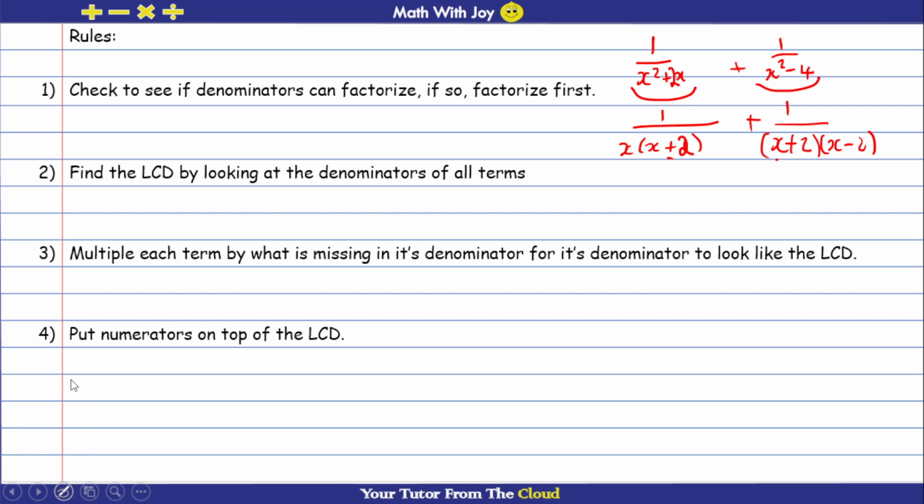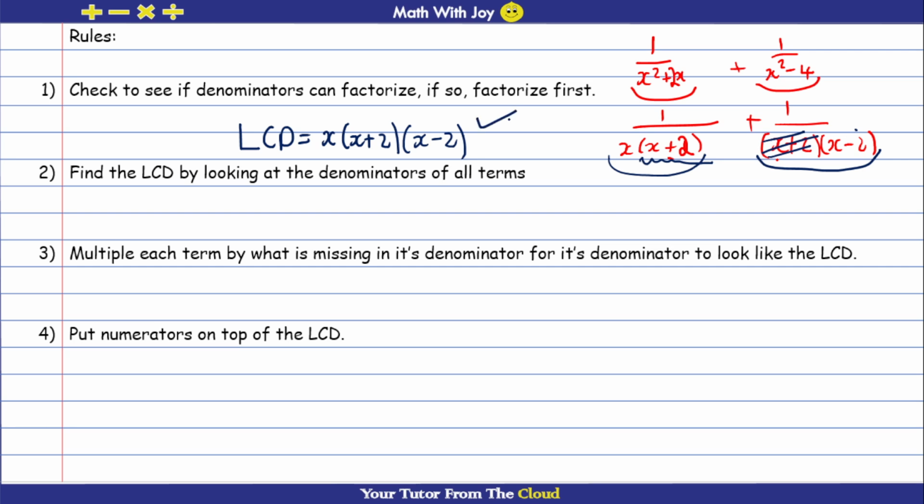Okay, now Rule 2 says that you need to find the LCD by looking at the denominators of all terms. So what I will say is, on the side, my LCD for such an expression will be whatever is here in this denominator, which is an x and an x plus 2. And whatever is in this denominator, but you shouldn't take what is in common with the other denominator. Because you already have an x plus 2 that is in common, you don't have to write this one. So you just write the other one in your LCD, which is x minus 2. So that forms your LCD.